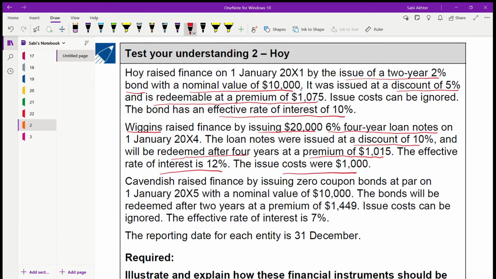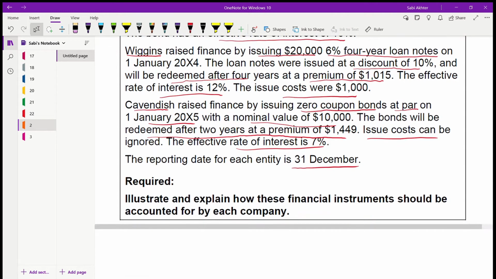Cavendish raised finance by issuing zero coupon bond at a par on 1st of January 2005. Nominal value is 10,000. Bond redeemed after 2 years at a premium of this. So everything is redeemed at premium only. Issue cost is ignored. Effective rate of interest is 7%. Reporting date is 31st December for all the three entities. You have to deal with all the three entities. Now, illustrate and explain how this financial instrument should be accounted for by each company.